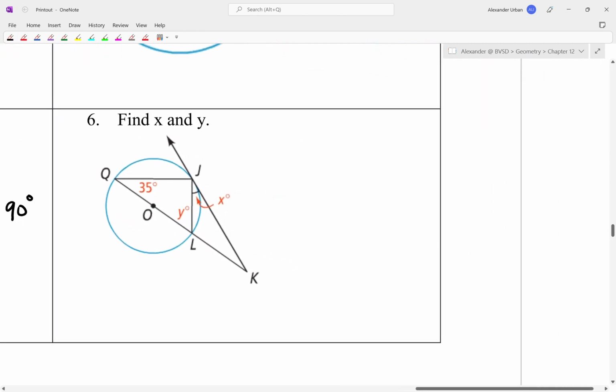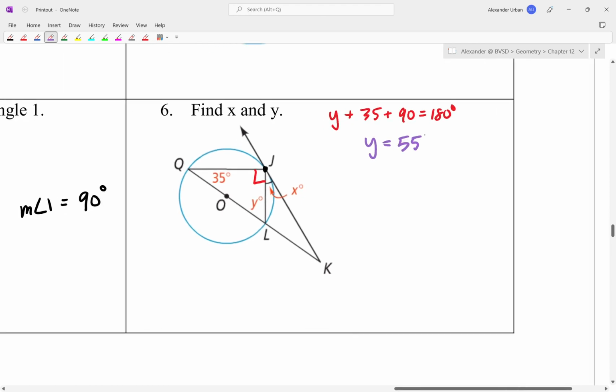Okay, last one, finding x and y. Well, first and foremost, J is a tangent point. So this is going to force this to be right here, 90 degrees. So to find y, we don't have to try so hard. y plus 35 plus 90 has to be equal to 180 degrees. And the reason I say that is because this is a right triangle. So if it's a right triangle, it's always equal to 180 degrees. If you solve this out, you'll end up with y having to be 55 degrees. So y has to be 55 degrees.